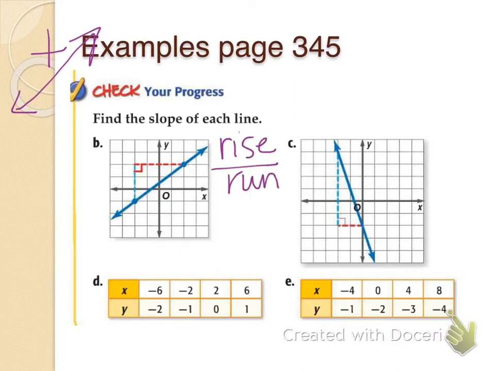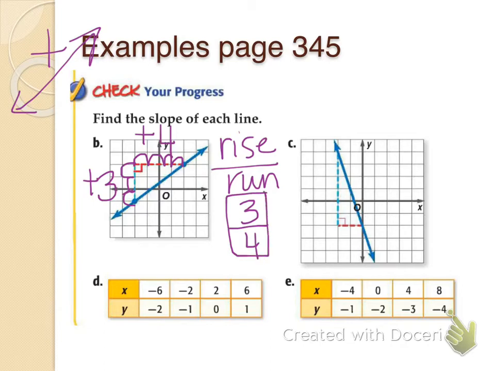So if I start here, I'm rising 1, 2, 3. So I'm rising 3. Running, I'm moving right. So 1, 2, 3, 4. I'm moving right 4, so that's positive. So my slope is positive 3 over positive 4, and that cannot be simplified. So 3/4 is my answer.